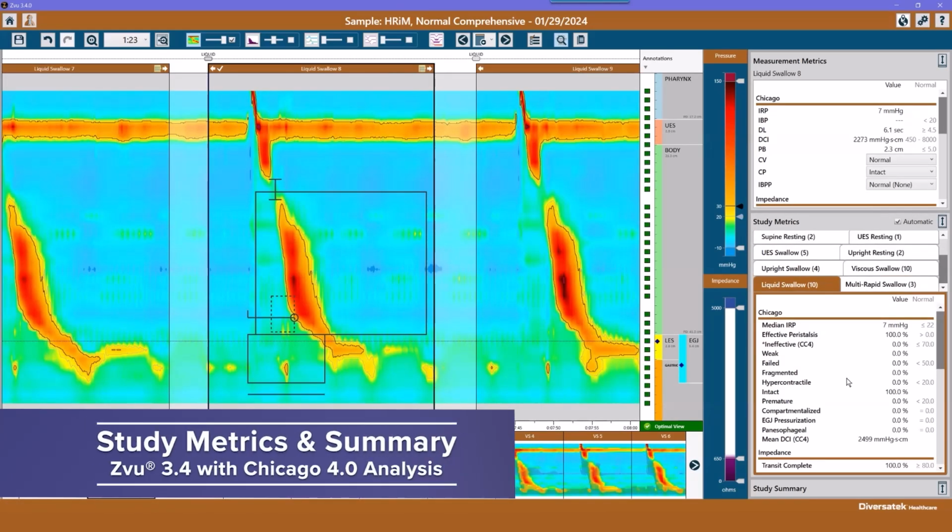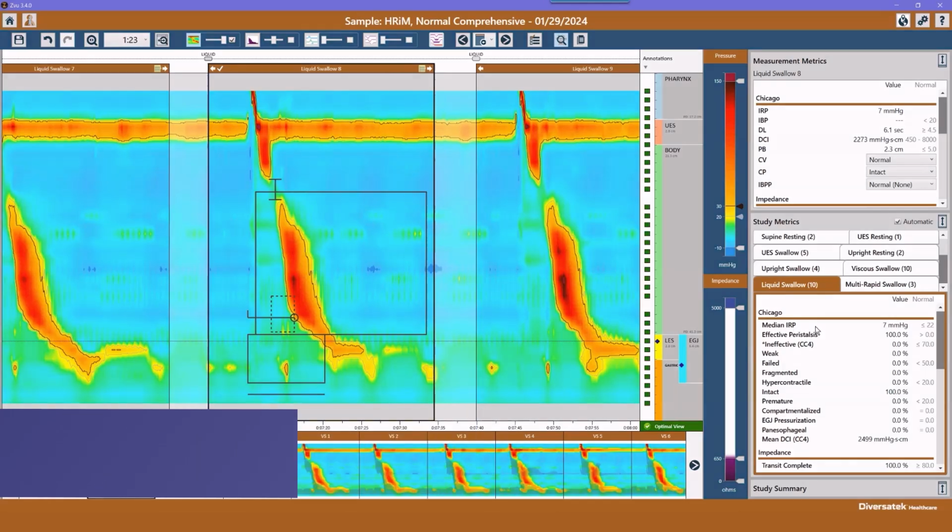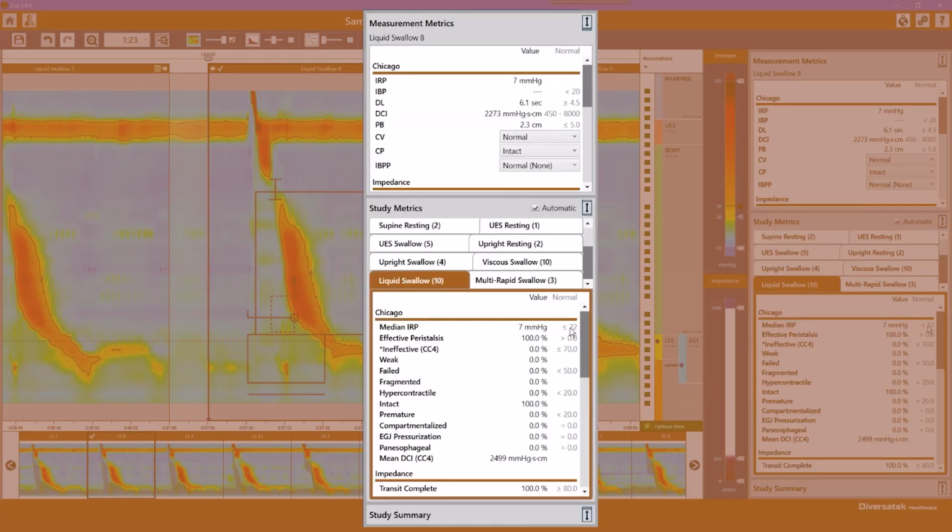In the metric section, a few changes have been made. In the study metrics section, the median IRP has been moved to the top of the list with the normal value threshold. Normal value threshold has been removed from the measurement metrics section since it's really a median IRP threshold. Normal peristalsis has been replaced by effective peristalsis, which will tally how many of a particular swallow type by percentage had a normal DCI, a normal latency, and a normal peristaltic break all contained in the same swallow.